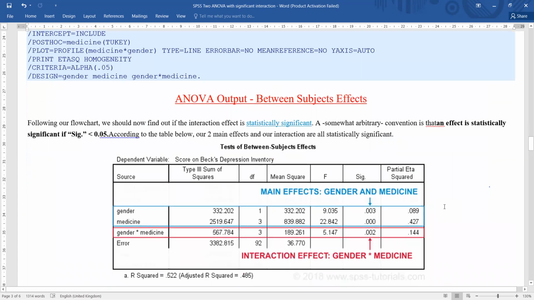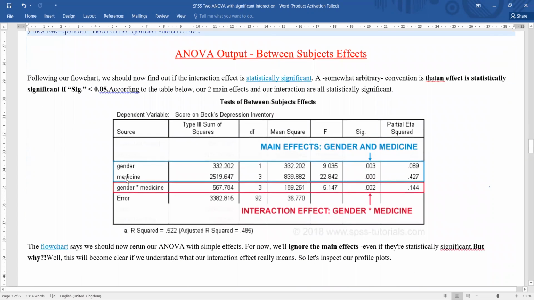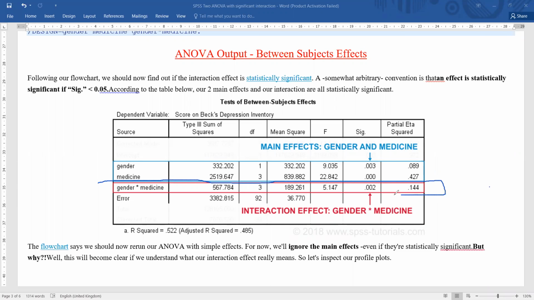These are the outputs of ANOVA. You first have to check the output of interaction. It is one of the very important things in the two-way ANOVA. Interaction is generally represented as gender times medicine. It is the effect of gender and medicine: are gender and medicines significantly affecting each other or not? This is the interaction, and the p-value is 0.02. 0.02 is an indication that we have a significant interaction.